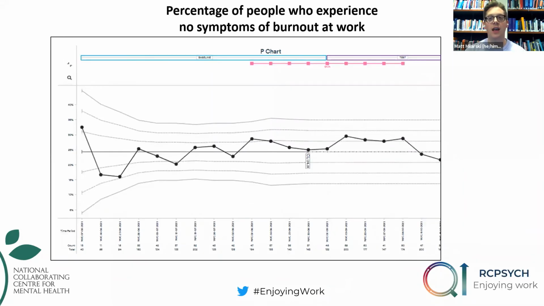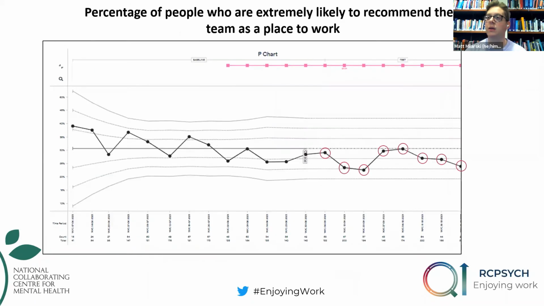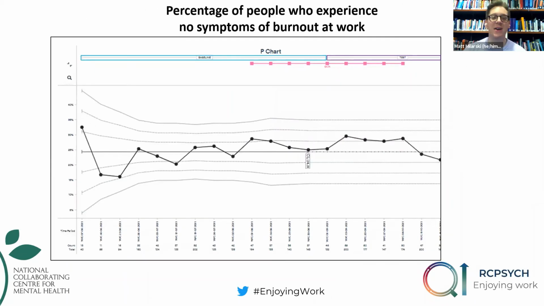In the next slide, we'll see the aggregate chart for the outcome measure to do with burnout, so the percentage of people who experience no symptoms of burnout at work. And here you can see a shift in the data as marked on the chart with the pink dots at the top. I'm not sure if you click again, Emily. No, if we go back again. Through the pink dots at the top there.